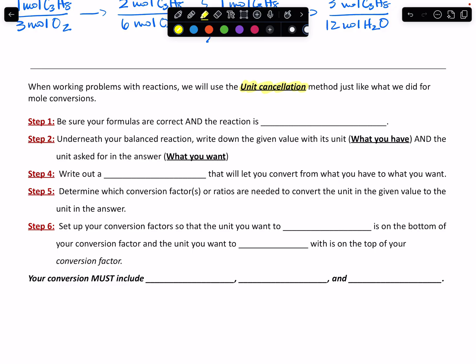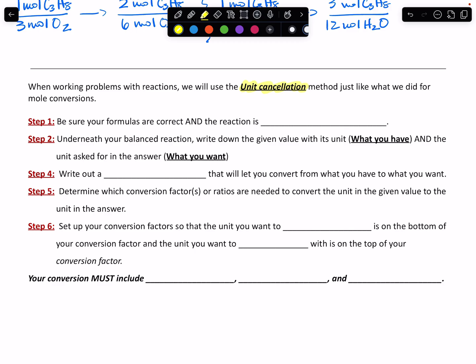All right. We're going to use the unit that we've been given, put it in the bottom of our conversion factor so they'll cancel, and put the unit that we're trying to go to in the top. All right. So the one we want to get rid of in the bottom, the one we want to get to in the top. All right, so when working problems with reactions and using this method, there are a couple steps we need to follow. All right, now some of them are going to seem familiar because we're going to find that balancing and stoichiometry go hand in hand.